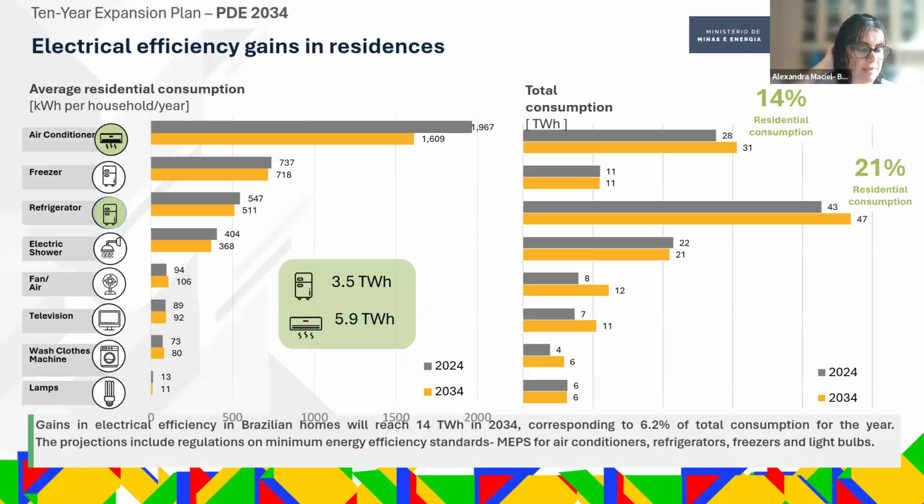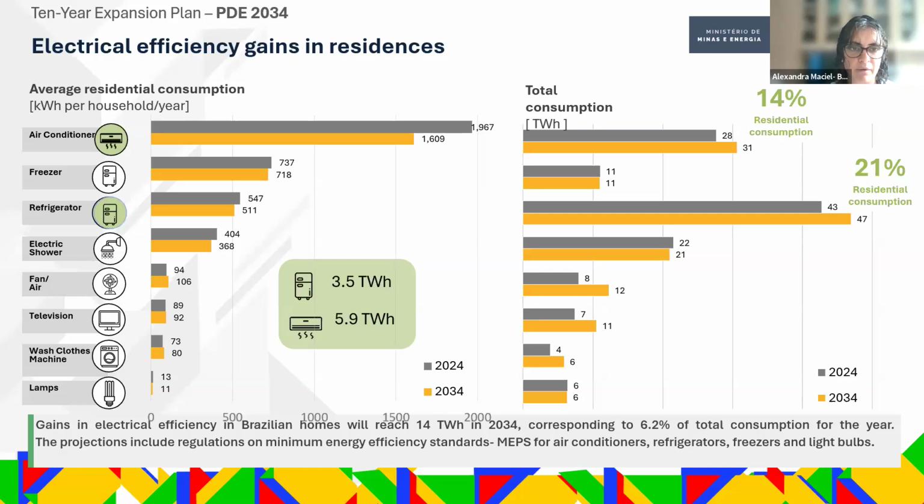So giving some highlights for the impact that we identify from the energy efficiency policies for appliances. I've brought here some projections from our 10-year expansion plan for 2034 for the residential sector, in which we can notice the expectation of a reduction on our energy consumed regarding appliances.